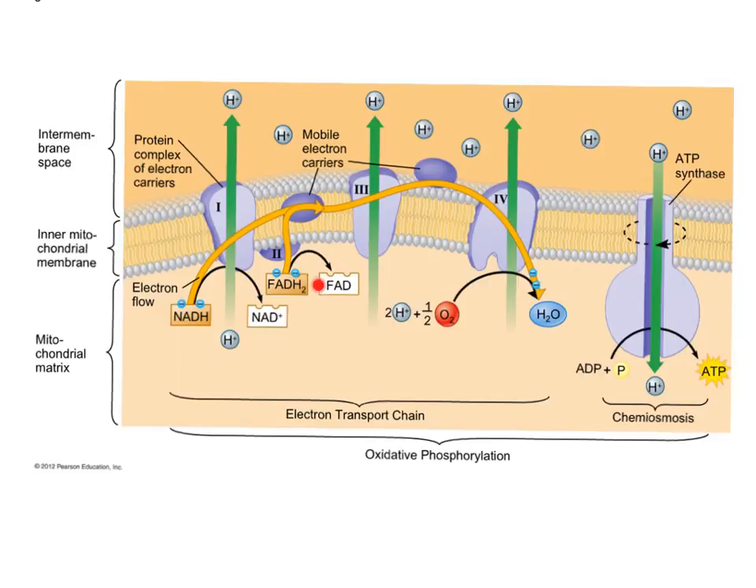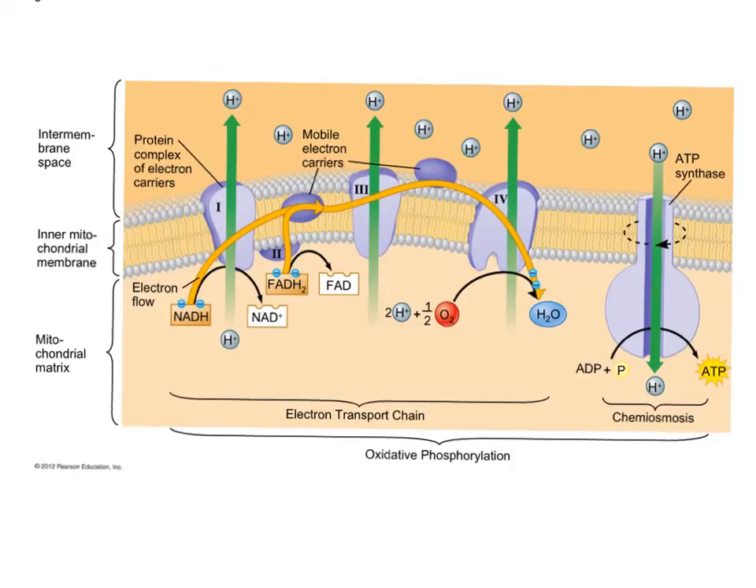FADH2 attaches to complex 2, and the hydrogen is removed, leaving FAD. The hydrogen then travels to complex 3, 4, and finally ATP synthase, just like the hydrogen from NADH. The hydrogen then carries enough energy to produce ATP from ADP.